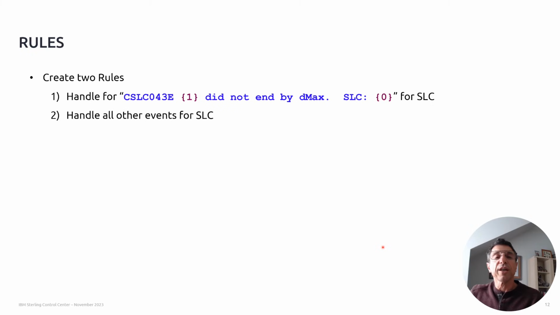Now, I need to create the two rules to watch for the did not occur events associated with this workflow. One of the rules is going to watch for this CSLC 043E event, which means did not end by DMAX. In other words, didn't end within the 15 minutes. And the other rule is just a catch-all. It's not going to do anything, but it's going to ensure that other events associated with this SLC don't trigger any other rules inadvertently.